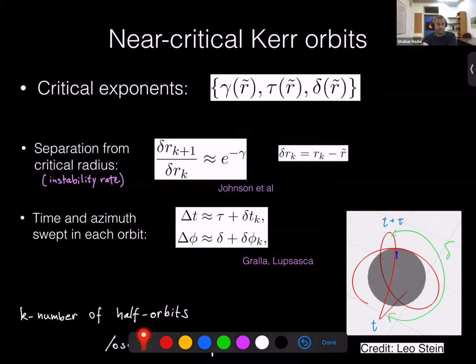I need to speed up a bit. Actually, we need to understand a little bit more about near critical photon orbits. As I said, their instability rate is governed by the Lyapunov exponent, but there are two additional critical parameters, tau and delta, which are the temporal period and the azimuthal period as they go around the black hole. These also govern these critical orbits. So together, this triplet of critical parameters basically determines the behavior of the near critical null geodesics.